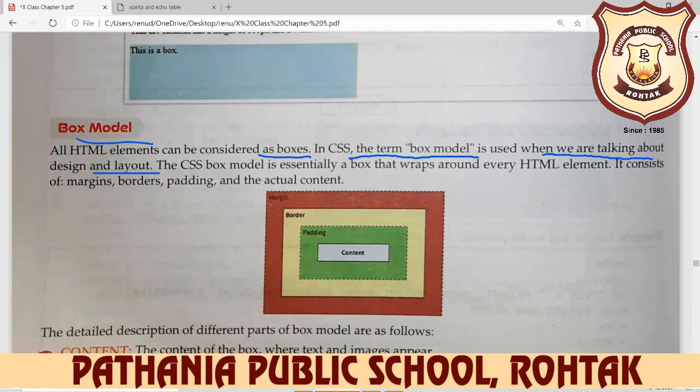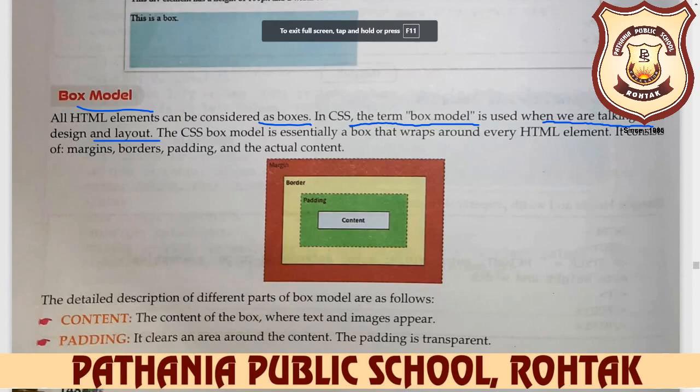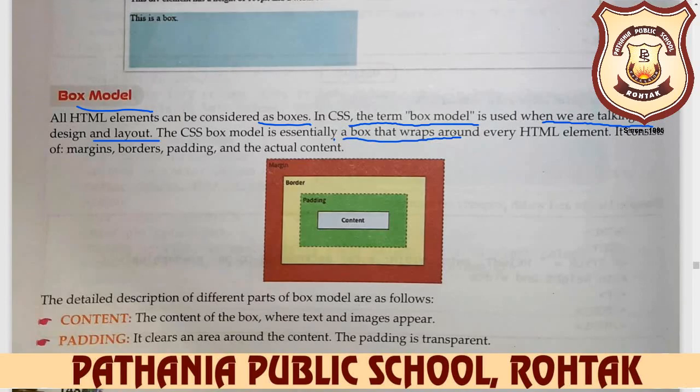When we are talking about the design and layout, then we use the box model. The CSS box model is essentially a box that wraps. Wrapping means wrapping up the data. For example, this is your paragraph. So we start writing from here, and when we reach there, then our text will be moved here. Then again, and again. This is your wrapping.